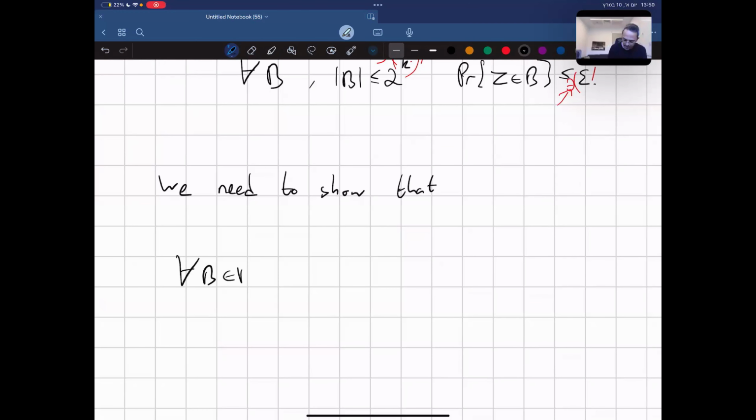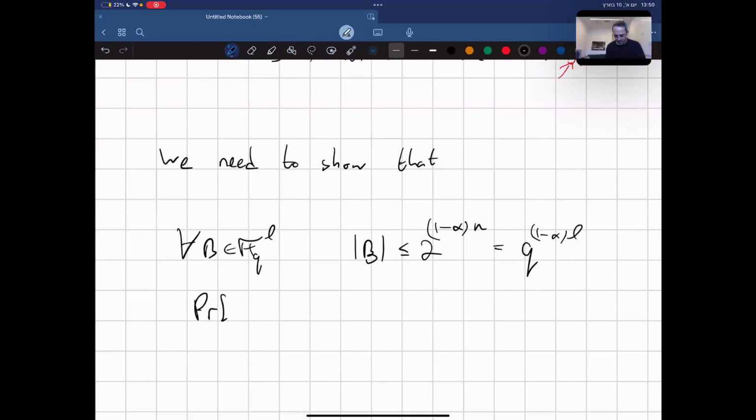B in FQ to the L, and I want to say that B is not too large. I really want to say this thing because I'm shooting for entropy 1 minus alpha n, but it's better to write it like that, which is the same because we're working over FQ, it's nicer to look like that. It's the same number, doesn't matter. The probability over S, X, and Y, over everything, that the merger, we know what it is, this, is in B, is at most epsilon.